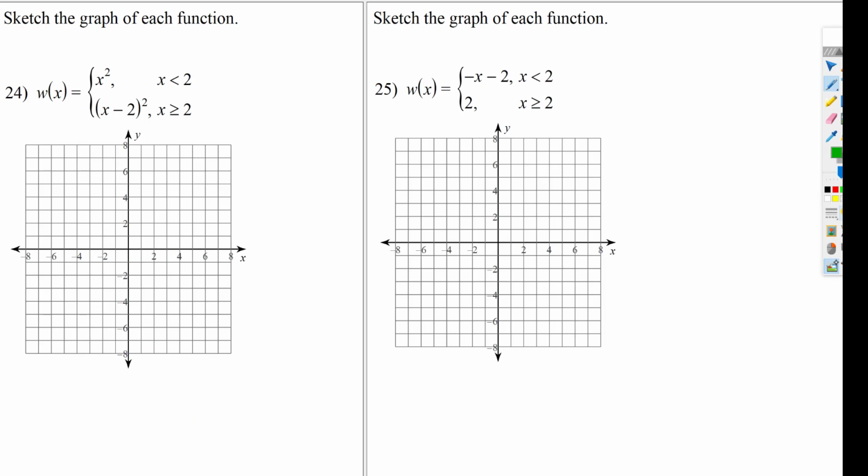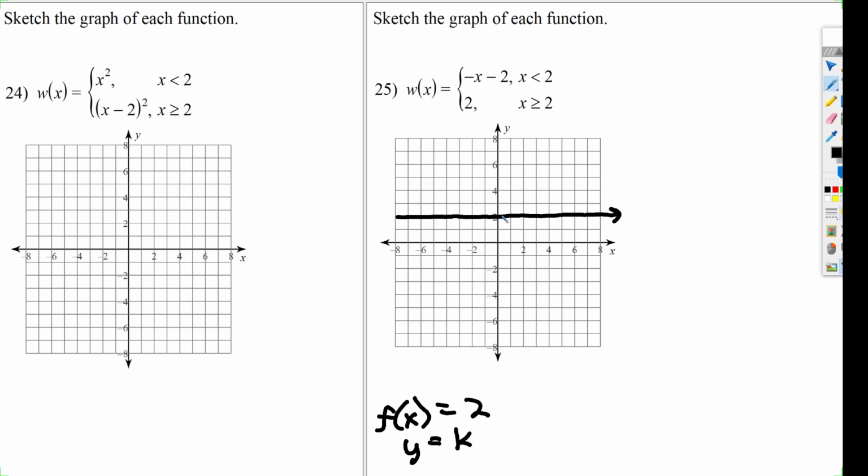Let's see if there's another one. So let's look at this one right here. Well, when you have f of x equal to a number, I might have messed this up, sorry. I'll pause. Okay, when you have f of x or y equal to a number, in this case 2, well, that's just a horizontal line at a height of 2.